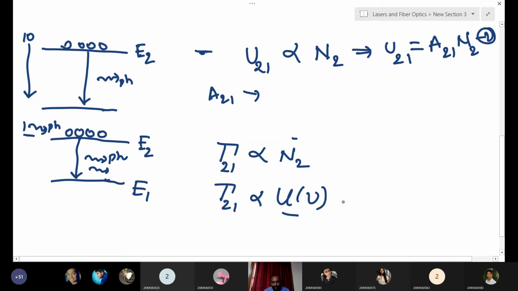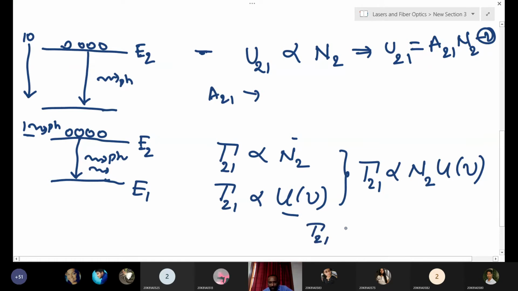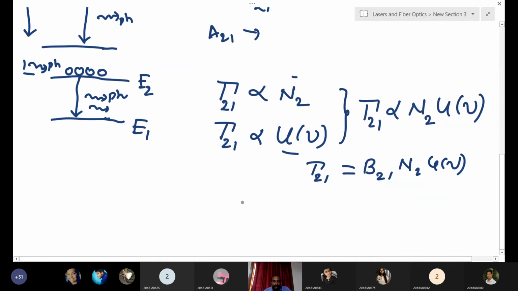If you rewrite these equations, gamma 21 is proportional to the number of particles N2 and the energy density of the particles. So you can rewrite gamma 21 as B21 N2 U of nu. Here B21 is the stimulated emission coefficient, Einstein's stimulated emission coefficient. Now we have derived three rate equations.